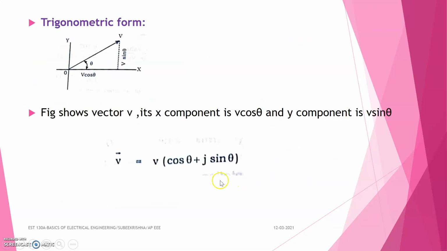The second method is the trigonometric form. Here also the vector v can be resolved into two components, one along the x-axis and another along the y-axis. The value along the x-axis is v cos theta, and the value along the y-axis is v sin theta. From these values, the vector v is equal to v into cos theta plus j sin theta. Here theta is the angle between the vector v and the x-axis.